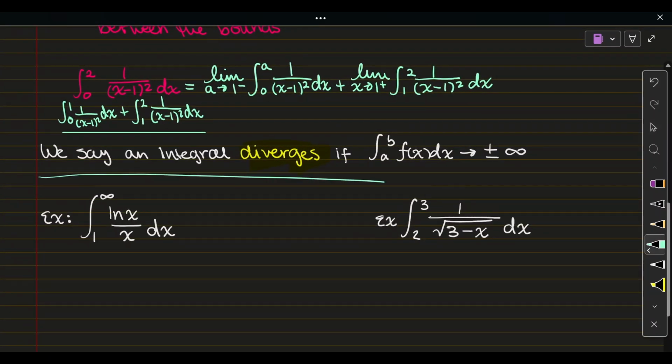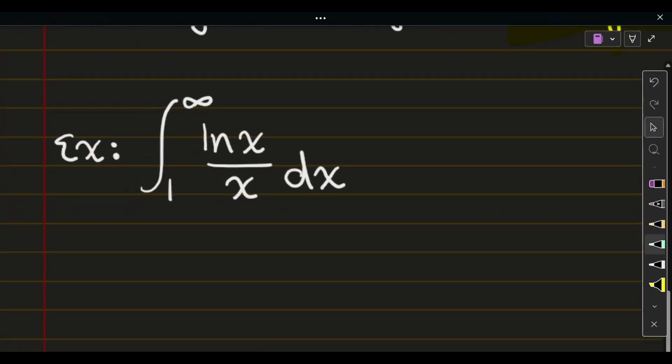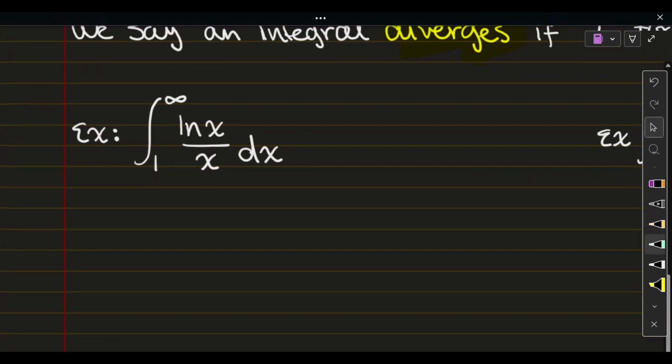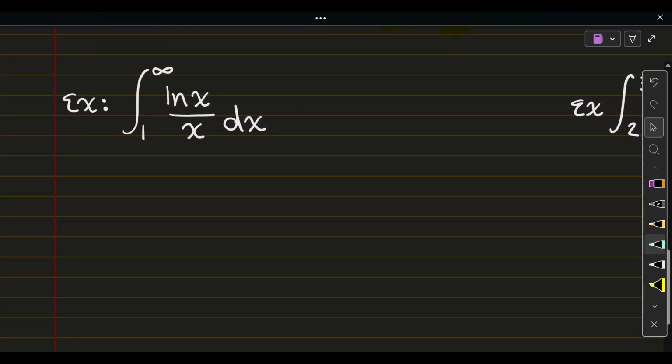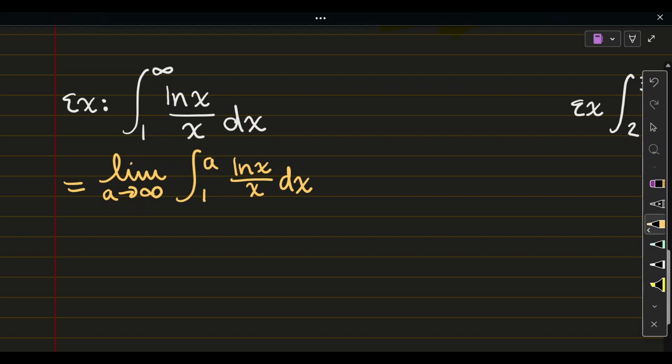Again, we say an integral diverges if a definite integral goes to plus or minus infinity. So let's take a look at this first one. I have the integral of ln x over x from 1 to infinity. I notice that I have infinity in my bounds, so the first thing I need to do is rewrite this integral as the limit as a goes to infinity of the integral from 1 to a of ln x over x dx.